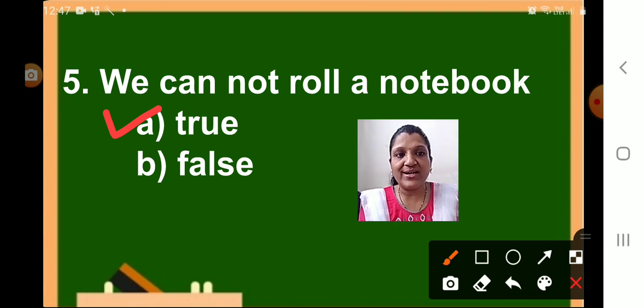Have you understood, children? Yes, you have. For this, you have to carefully read the question. Then think in your mind, is it correct or not? Then carefully select the option. Now let's move to the next question.